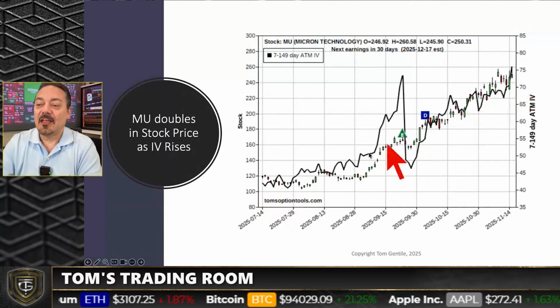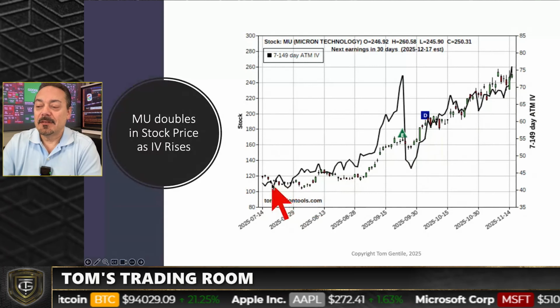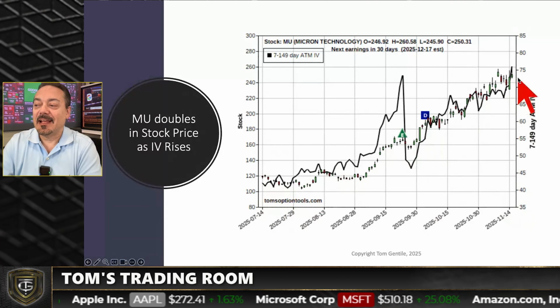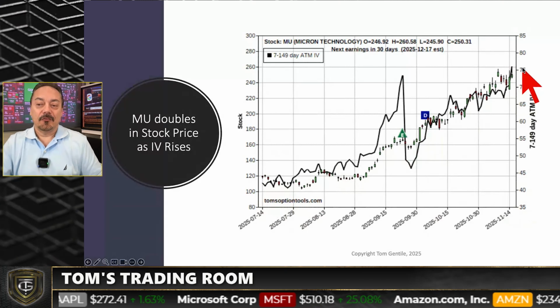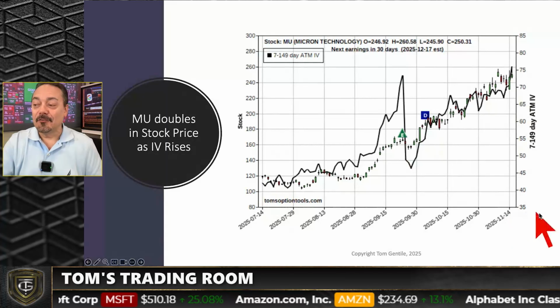Interesting thing is that as the stock price has more than doubled in value, look at the implied volatility. Down here when it was trading around 110, that IV was trading at 40. Now that IV is at 75. So stock price has doubled. IV has risen. It's nearly doubled in value too.